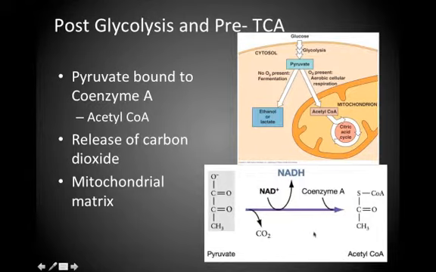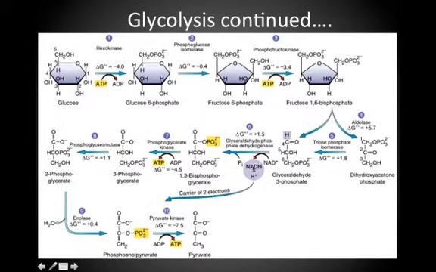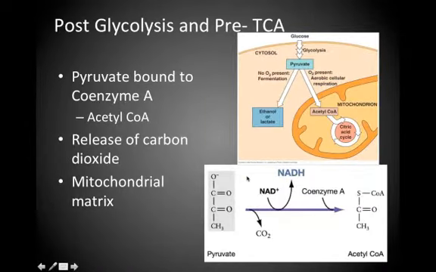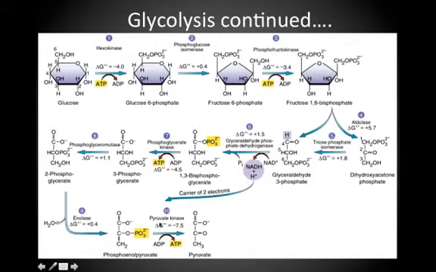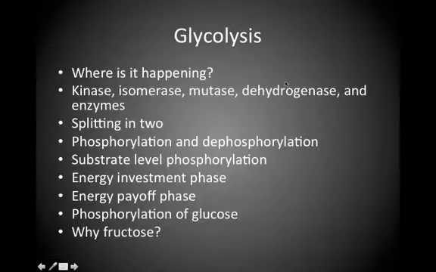Up through these pre-TCA reactions, we have now created 2 NADH here in these reactions, and we've also created 2 more NADH here, so now we have a total of 4 NADH. We've harnessed a total of 4 electron carriers to be used. As far as ATP goes, we've created 4 total ATP, but 2 net ATP because we used 2 ATP up here. Remember that.